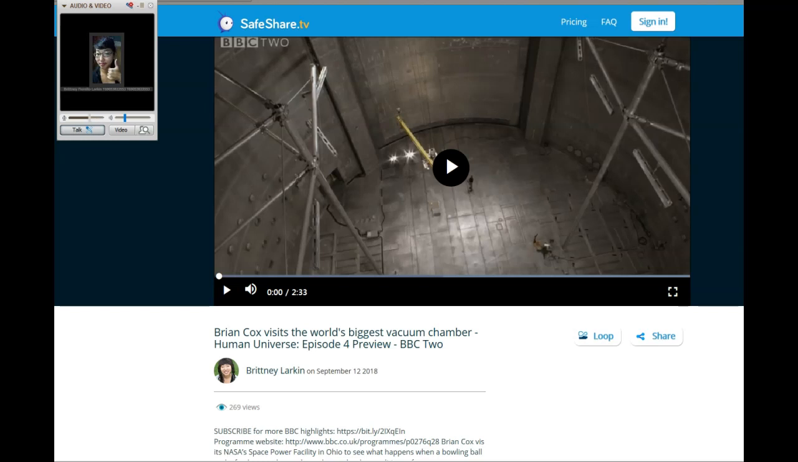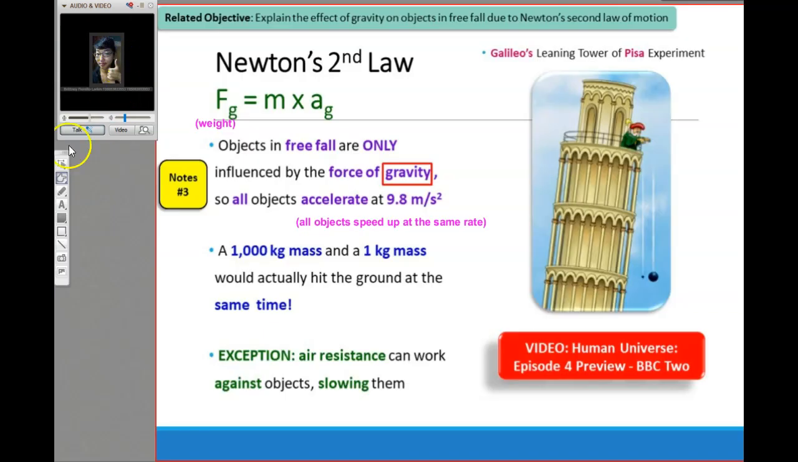At the beginning of the video, bowling ball hit first, which makes sense. That's what we think. Yes, but now what they did is they took away all of the air and therefore all of the air resistance. So air resistance was no longer a resisting force in the chamber. So if there was no longer that resisting force, they're both only affected by gravity. Sure, I can take it off now that everyone's seen it.